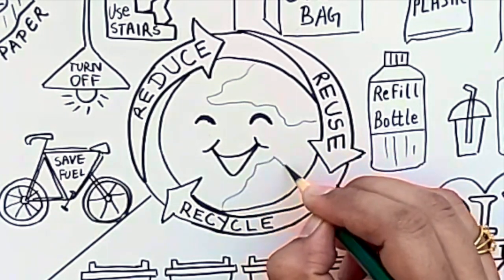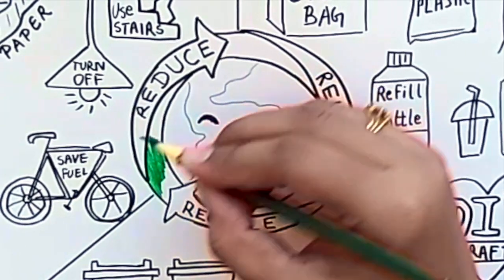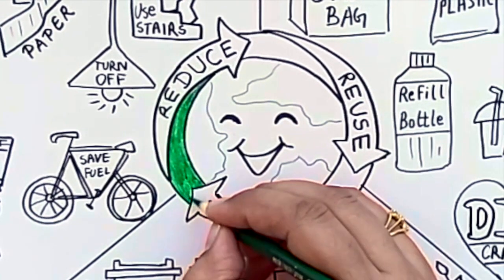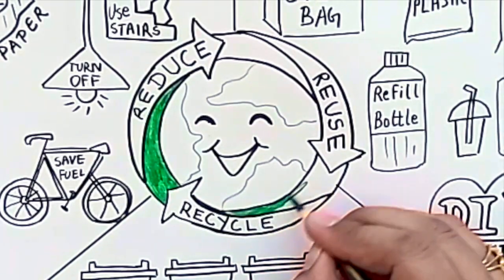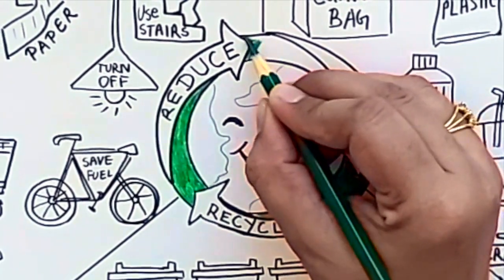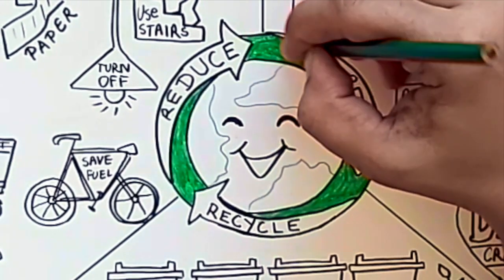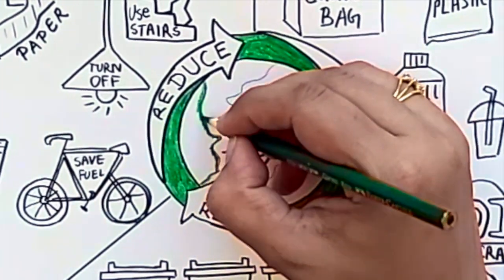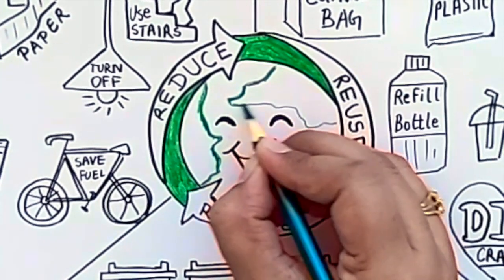Let's begin coloring. I'm using pencil colors here. With my dark green pencil color, I have just added some more lines in the earth's face, and now I'm coloring the inside of the arrows with dark green, and the rest you can follow in the tutorial. I have done a little bit of shading here. As you can see, with dark green, I'm just shading the edges of these continents that we have drawn.